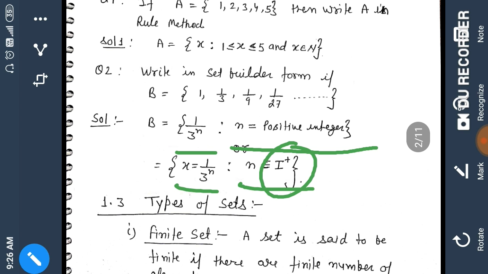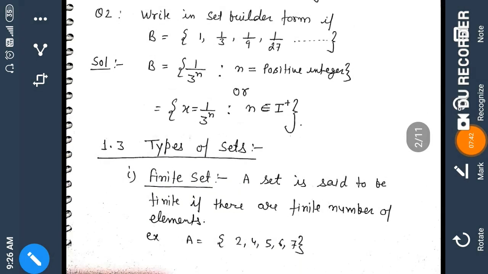Okay, so now we start topic number 3, type of sets. In this topic we mainly discuss the definitions of sets. The first definition is finite set. What do you mean by finite? If the number of elements is finite, then it is said to be a finite set.